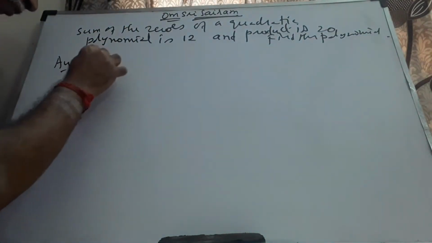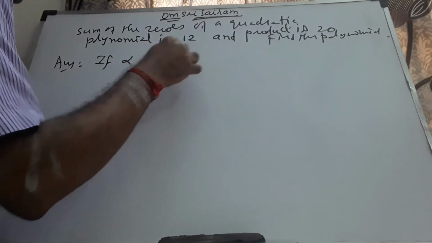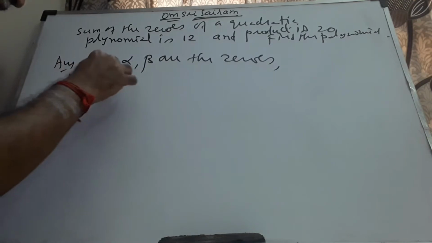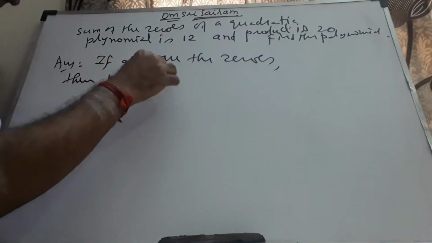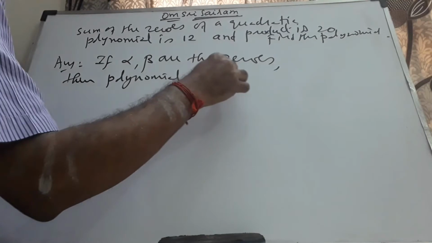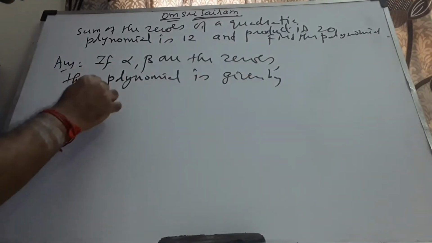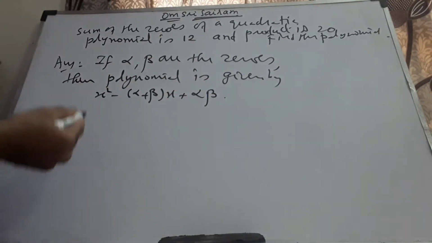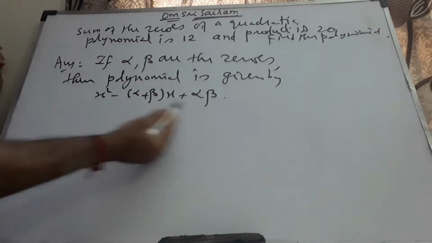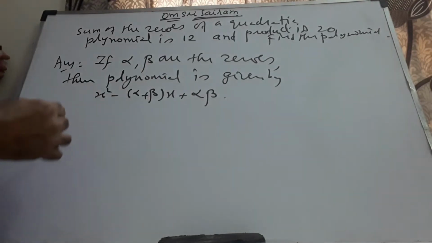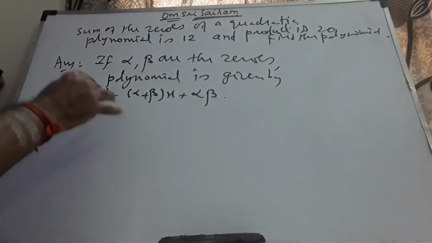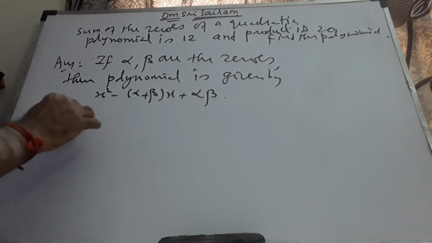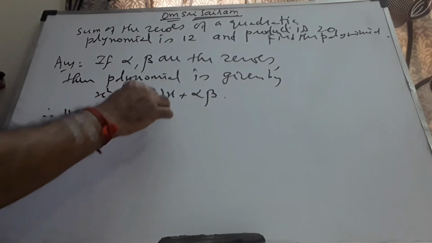Just listen. If alpha, beta are the zeros, then polynomial is given by x square minus alpha plus beta into x plus alpha beta. You can factorize this. Once you factorize this, you will get x minus alpha and x minus beta to be the factors, and equating to 0 will give alpha beta. That's the real idea.